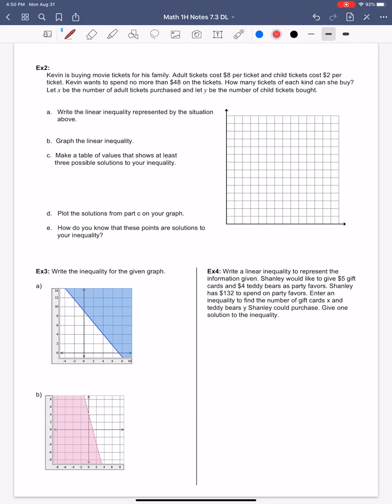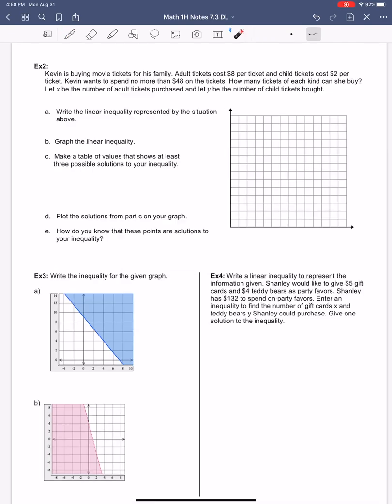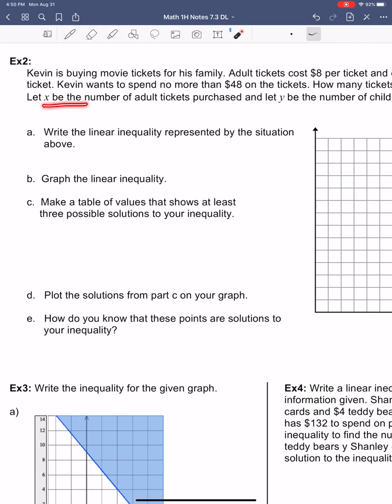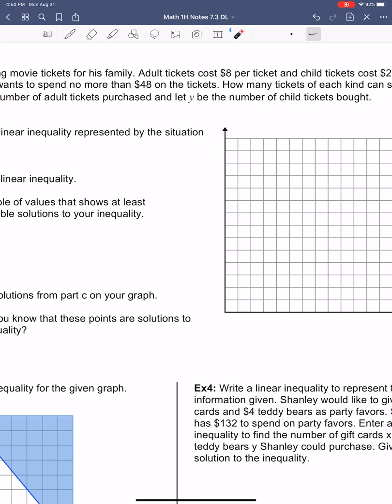Okay, it says Kevin is buying movie tickets for his family. Adult tickets cost $8 and child tickets cost $2. Kevin wants to spend no more than $48 on tickets. How many tickets of each kind can he buy? Let X be the number of adult tickets purchased and Y is the number of child tickets purchased. So they've already defined our variables for us, right? X is going to be the adult tickets, and over here we've got Y is the child tickets.